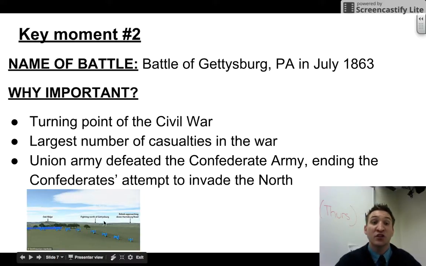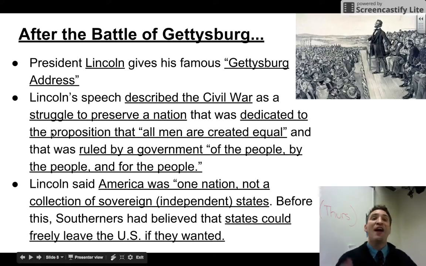And if you were a Union soldier, this is what you were looking at. This is an actual picture of the battlefield as it stands now in Gettysburg, Pennsylvania. Lots of green grass, rolling hills. After the Battle of Gettysburg, President Lincoln gives his famous Gettysburg Address, and here's a sketch of him delivering that speech.